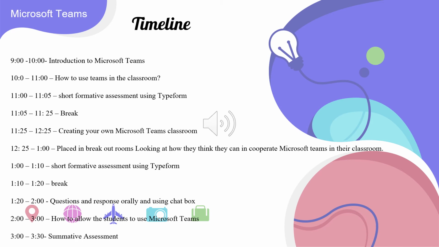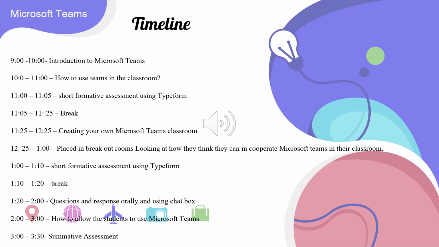From 12:25 to 1 o'clock, they'll be placed in breakout groups or rooms looking at how they think they can incorporate Microsoft Teams in their classroom. So they will try to get feedback from their peers on how to use Microsoft Teams. Then they'll get another formative assessment from 1 to 1:10 to see how they have learned from their breakout room and from what they have learned so far.